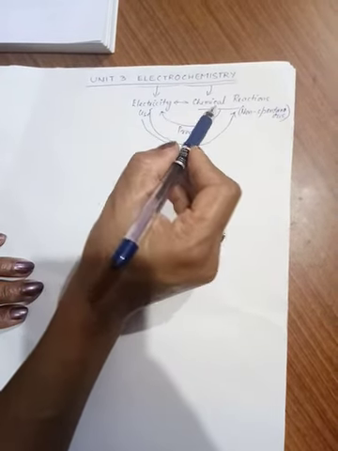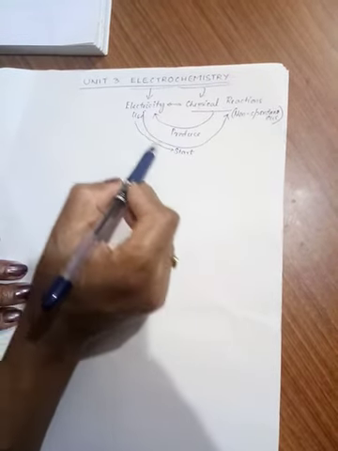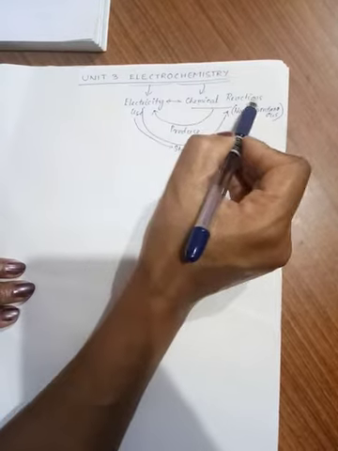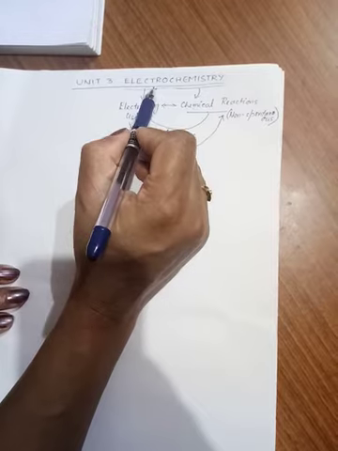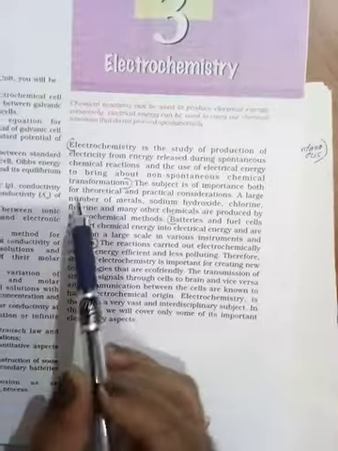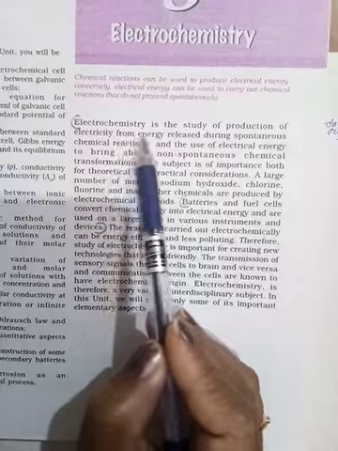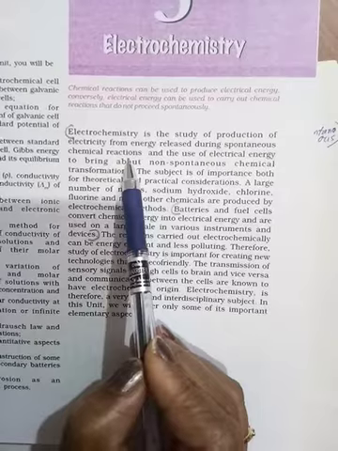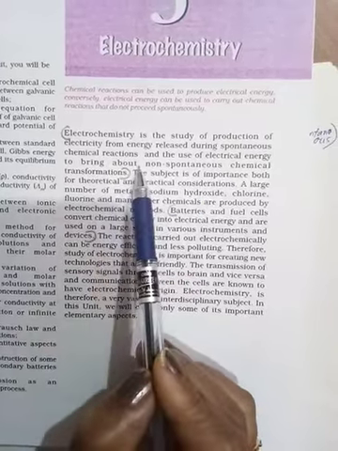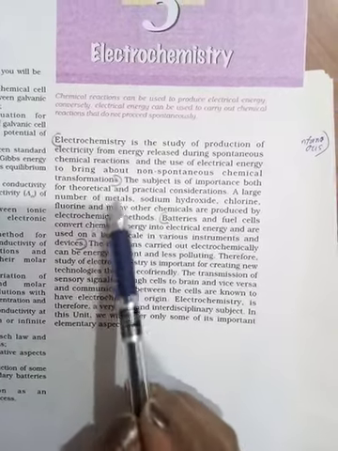So it works both ways. Either we take a chemical reaction and produce electricity, or we use electricity to start a chemical reaction and produce some other chemicals from here. That is the study in electrochemistry. When I asked you to mark from the textbook this portion, first page, I have given you the definition. What is electrochemistry? It is the study of the production of electricity from energy released during spontaneous chemical reactions and the use of electrical energy to bring about non-spontaneous chemical transformations. So this is what I have explained just now.